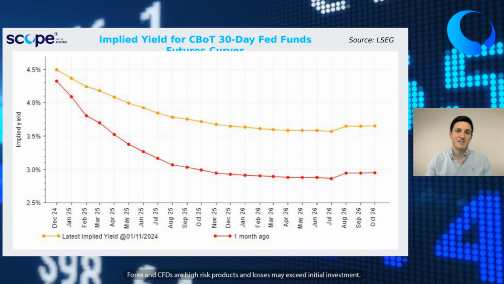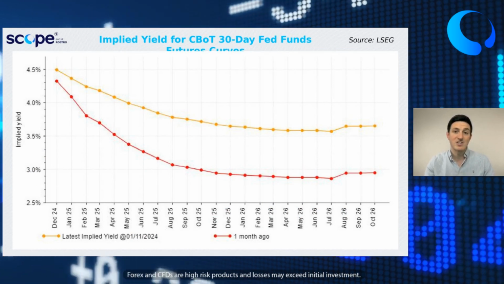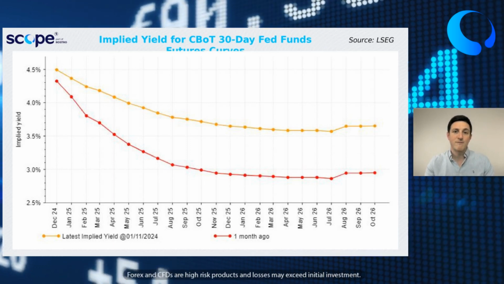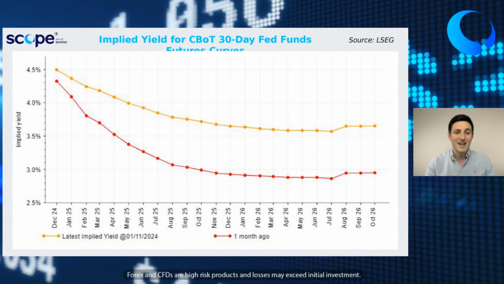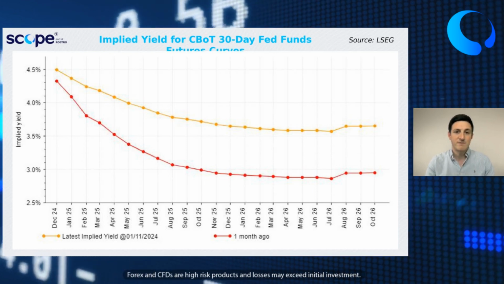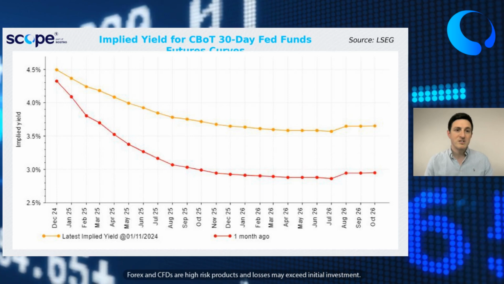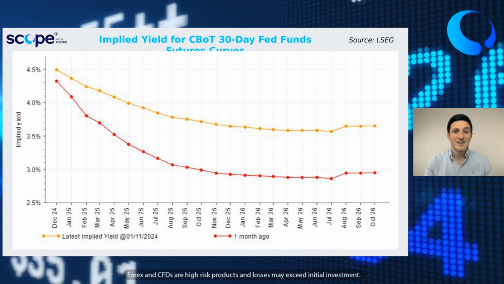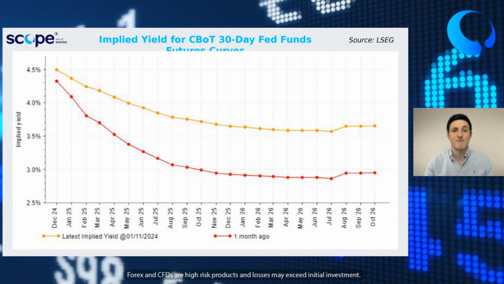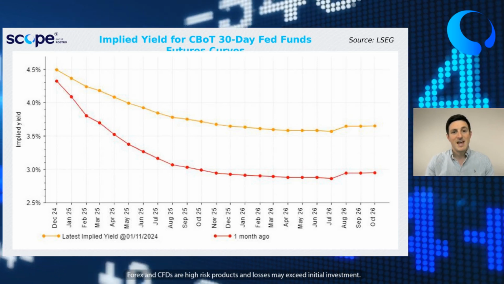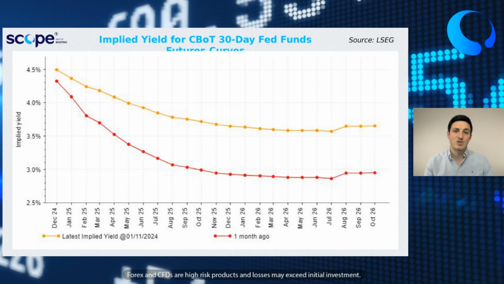This is the shift in terms of expectations over the course of the last month for the outlook for interest rates from the Federal Reserve. What we can see is there's been a massive shift towards the upside. So people are expecting significantly fewer rate cuts from the Federal Reserve. And that came off the back of a strong jobs report.